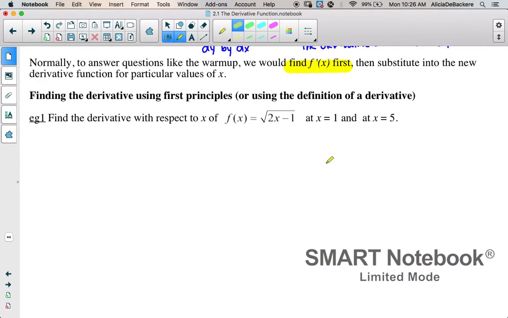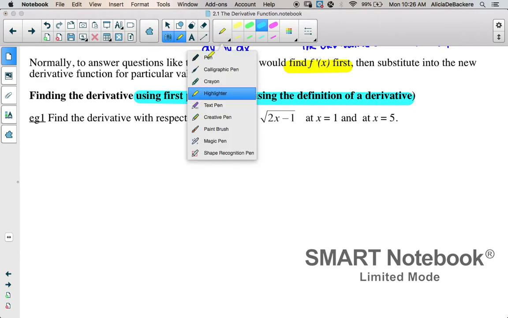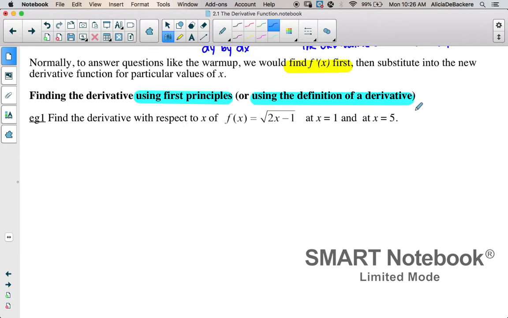All right, so heading into some examples, we're working on finding the derivative using first principles or using the definition of a derivative. Now, by the end of this unit, you're going to know other ways to find the derivative. So you're going to want to look for these phrases when you get to the review or the test. And basically what these 2 phrases mean are use limits.